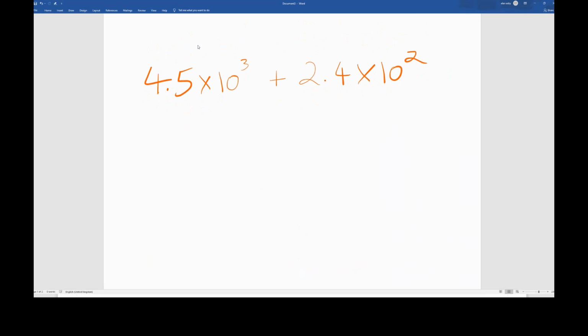Right. So why can't I just add these up straight away? What would I need to do to the powers of 10 so that I could add these numbers up?